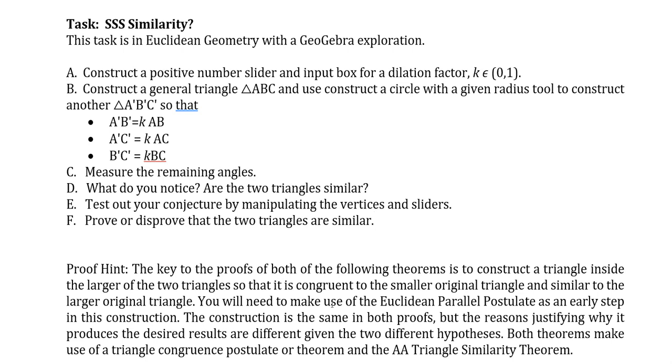The construction is basically the same in the proofs of both of them, but the reasons justifying why it produces the desired results are a little different given the two different hypotheses. Both these theorems make use of a triangle congruence postulate or theorem, and they use the AA triangle similarity theorem. Those are some of the key pieces you need to assemble to do these proofs. So I'm going to leave this video there. See if you can try these tasks and do these proofs on your own. Please try to do that before you move on to the next video.